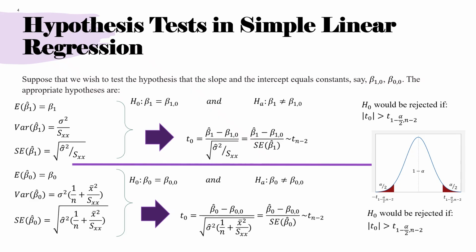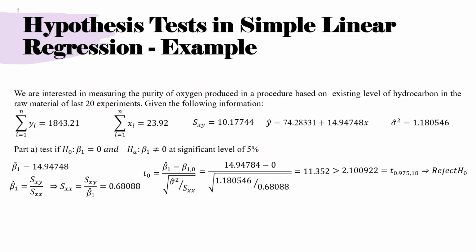The figure on the right illustrates this t-distribution. The center region, labeled 1-alpha, represents values of the test statistic for which we fail to reject the null hypothesis. The two shaded tails, each with area alpha divided by 2, represent the rejection regions. If the calculated t-statistic falls into either tail, we reject the null hypothesis and conclude that the coefficient is statistically significant.